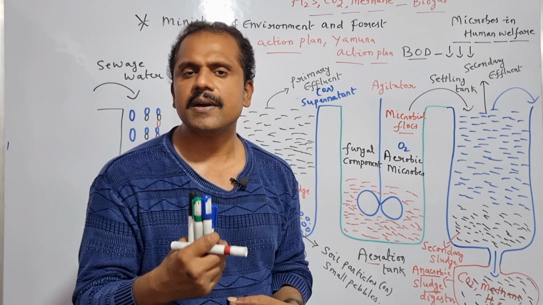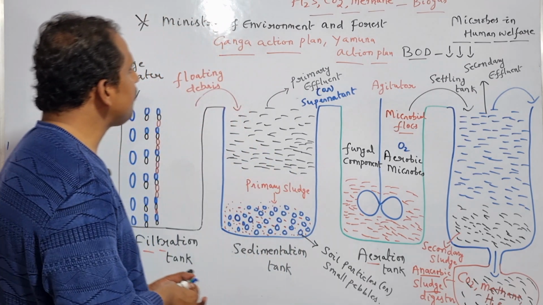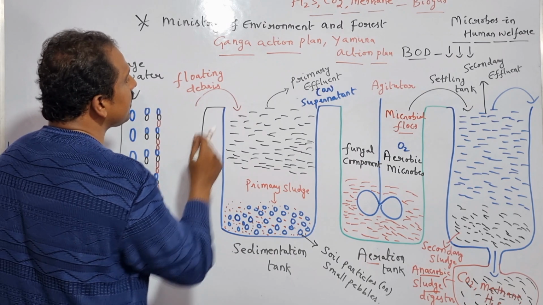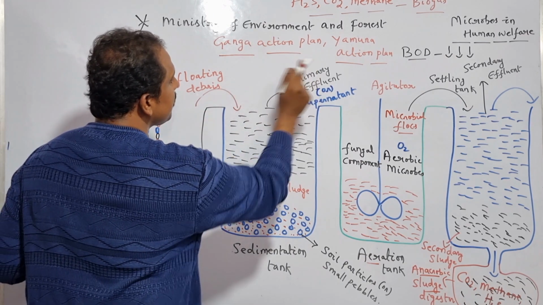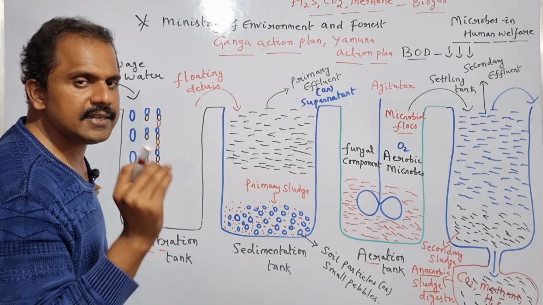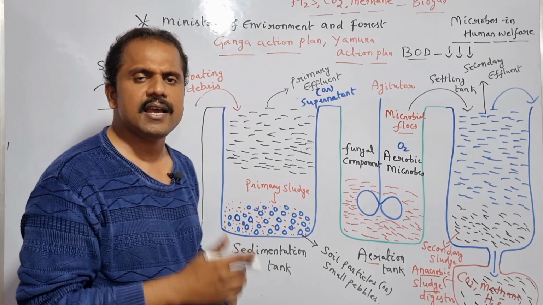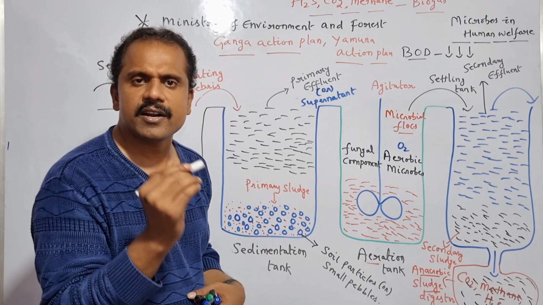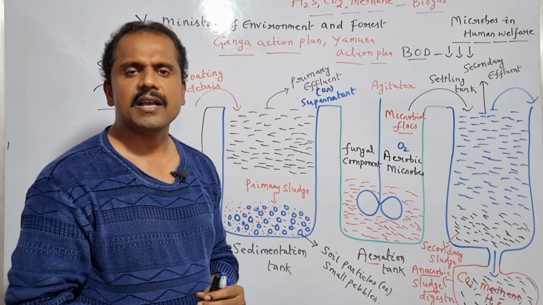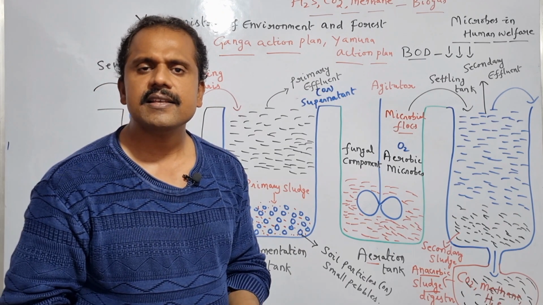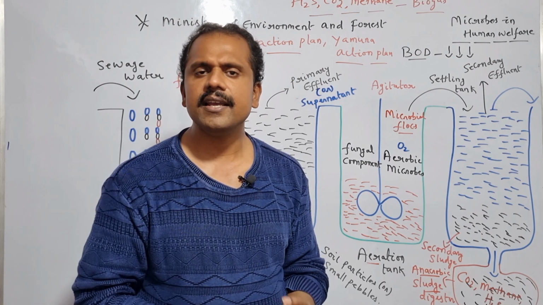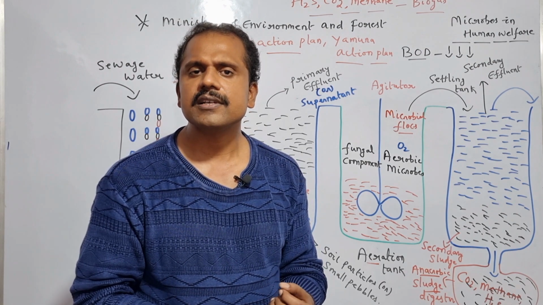In accordance with this concept, the Ministry of Environment and Forest has initiated specific plans like the Ganga Action Plan and the Yamuna Action Plan. The important objective of these plans is nothing but what? To establish as many sewage water treatment plants as possible in India. Is it clear? So this is regarding the role of microbes in regulating sewage water treatment. And in the next upcoming video session, we will be studying the role of microbes in the production of biogas.